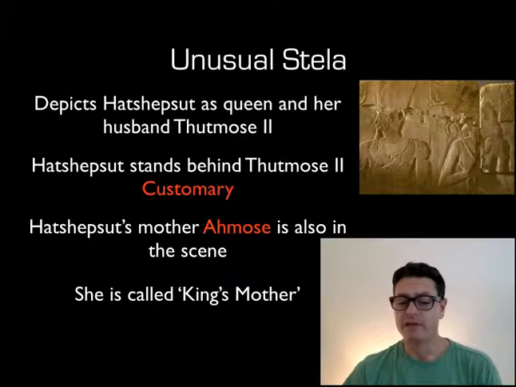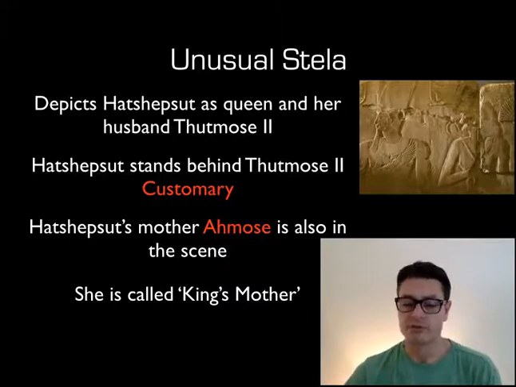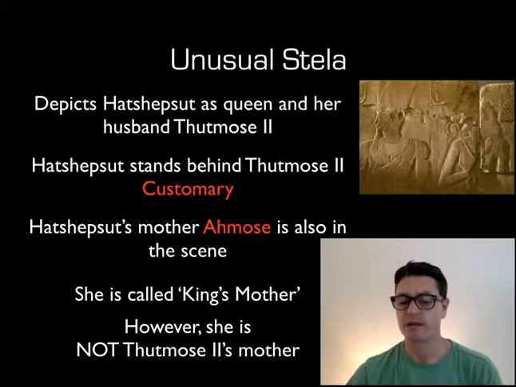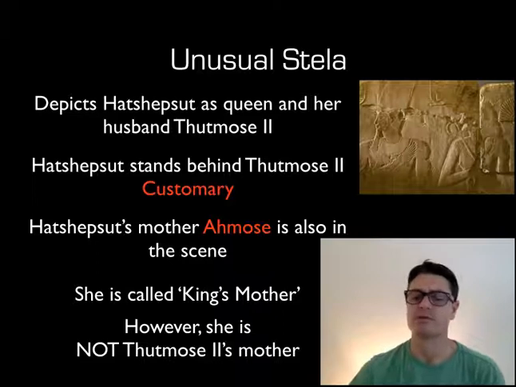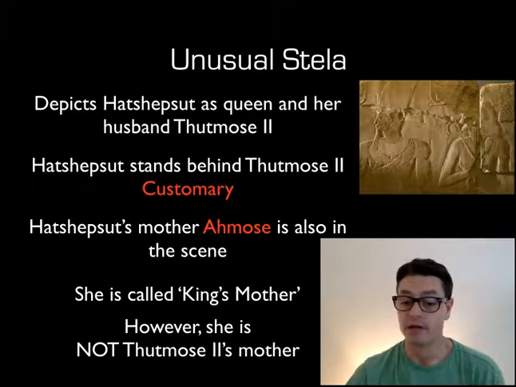And what we have is Ahmose called in this scene King's Mother, and that is unusual because she isn't Thutmose II's mother. She's Hatshepsut's mother. So there's a bit of an unusual scene there. She is Hatshepsut's mother, not Thutmose II's mother, which has confused many historians, but it's also led some historians to think maybe this is indicating that Hatshepsut was really the power here during this time period, or was this indicating that Hatshepsut would one day become the king?